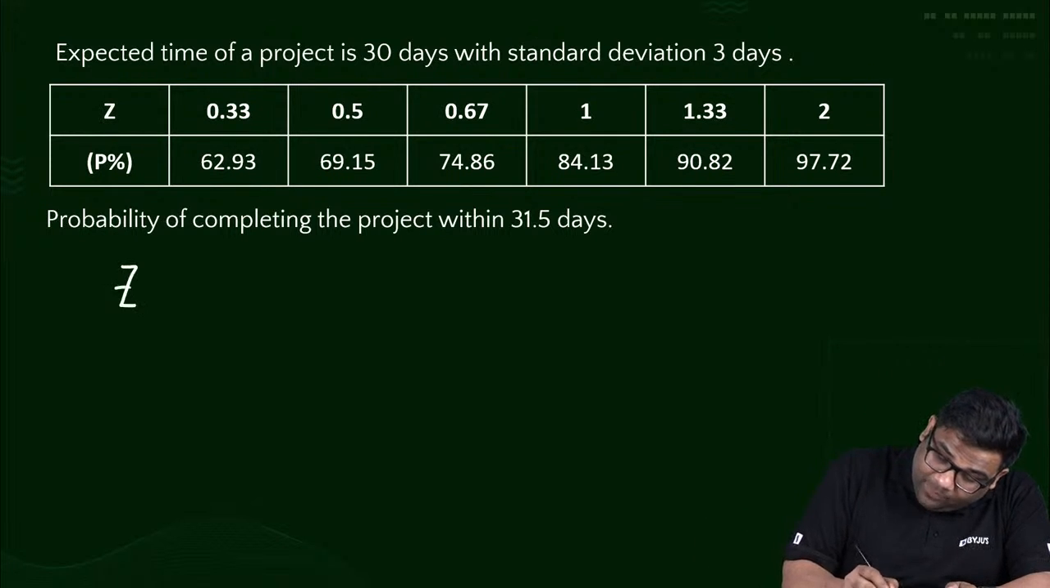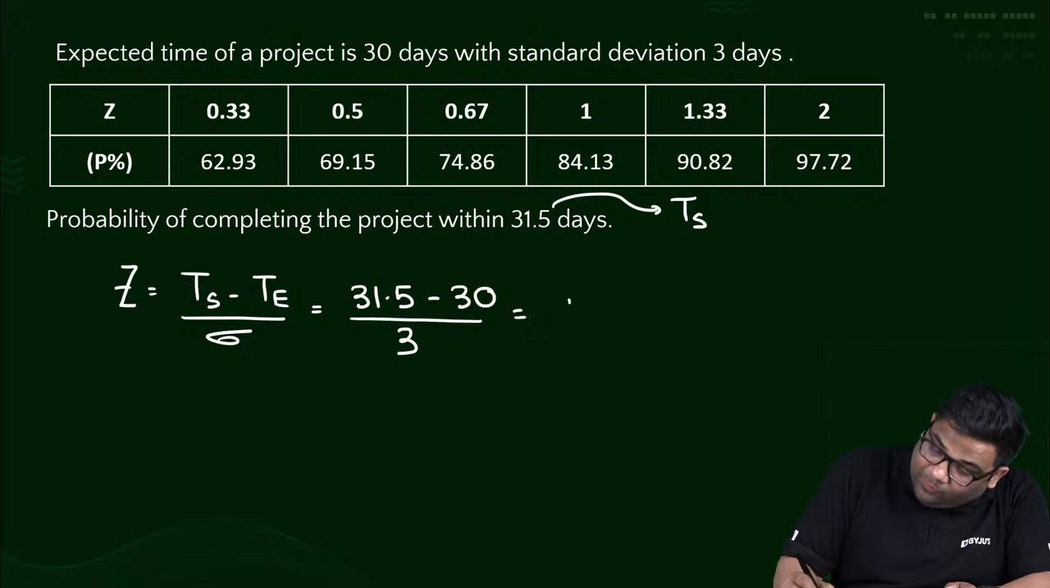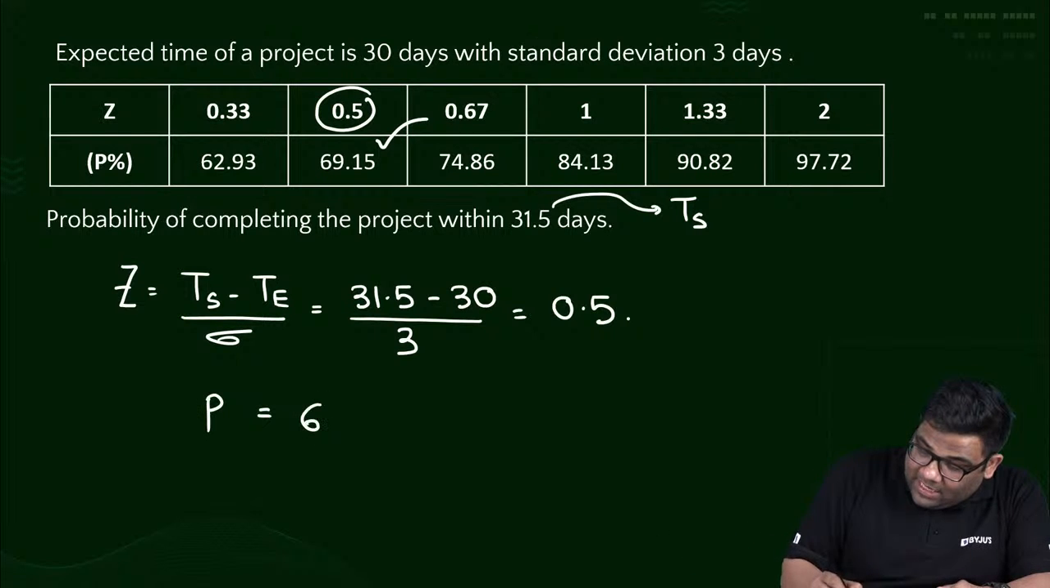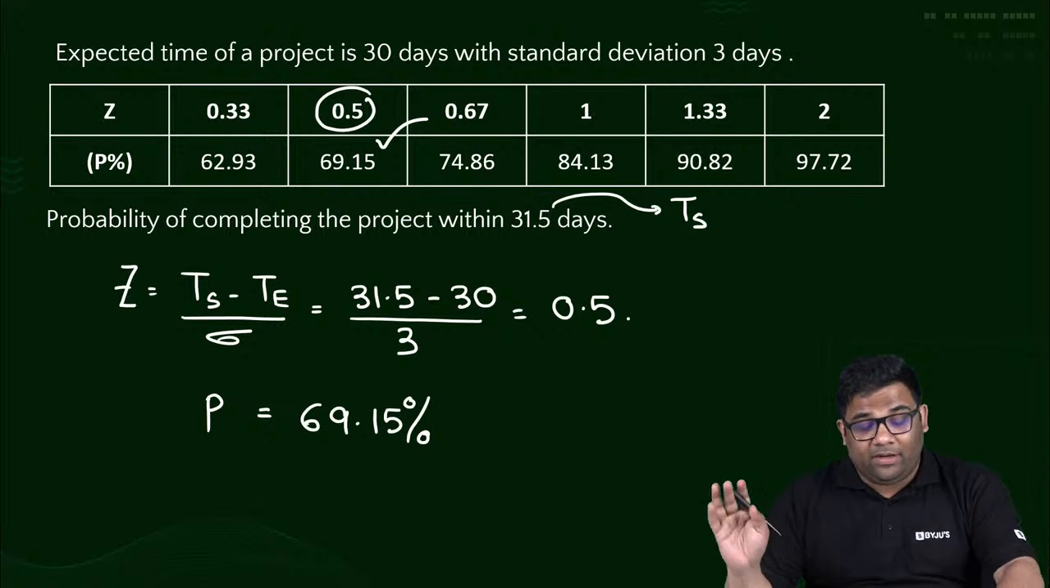So what will be Z? Again, this is TS, right? So Z will be TS minus TE by sigma. So I can say this will be 31.5 minus TE, which is 30, divided by sigma, which is 3. I am getting 0.5. So corresponding to 0.5, what is the probability? 69.15. So the answer is: the probability is 69.15%. Okay, don't worry, this table will be given in the question. Don't remember tables, it will be given in the question.